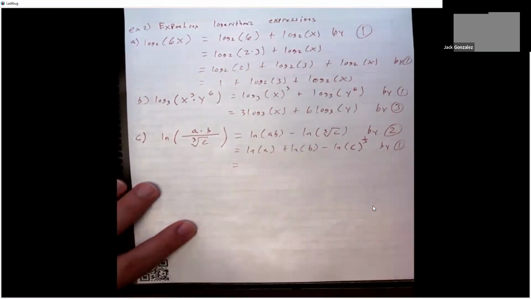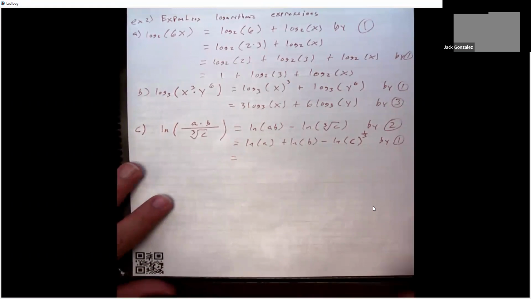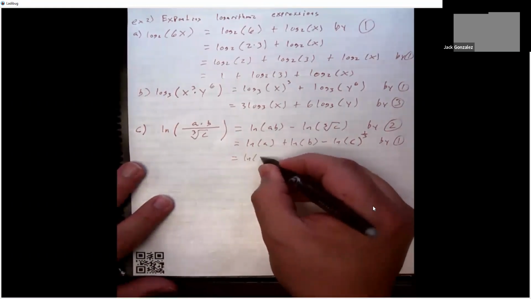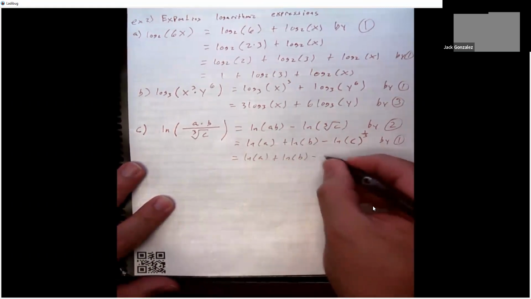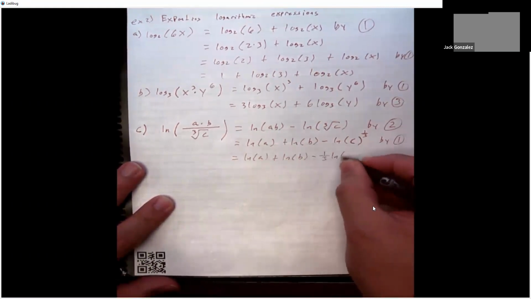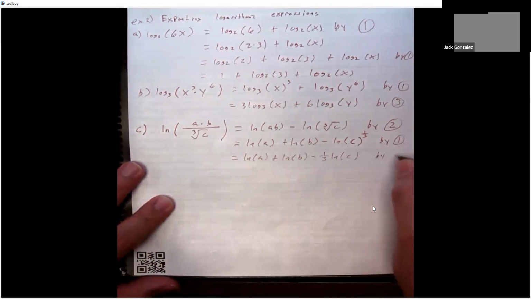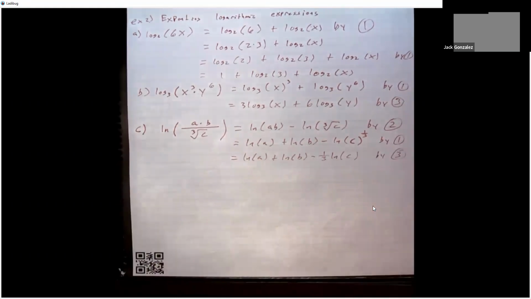Final step, what do we do? Yeah, that's it. By rule 3. Okay, so first step was separate the fraction. Second step was separate that product. Last step, bring down the power. So there's nothing else we can do. Any questions on part C?